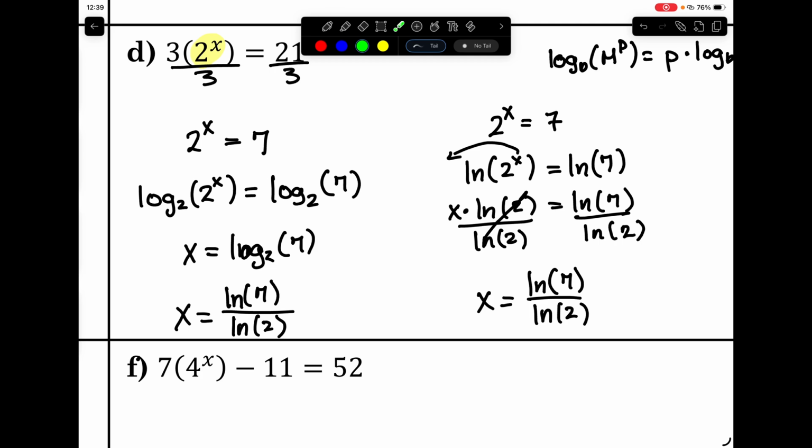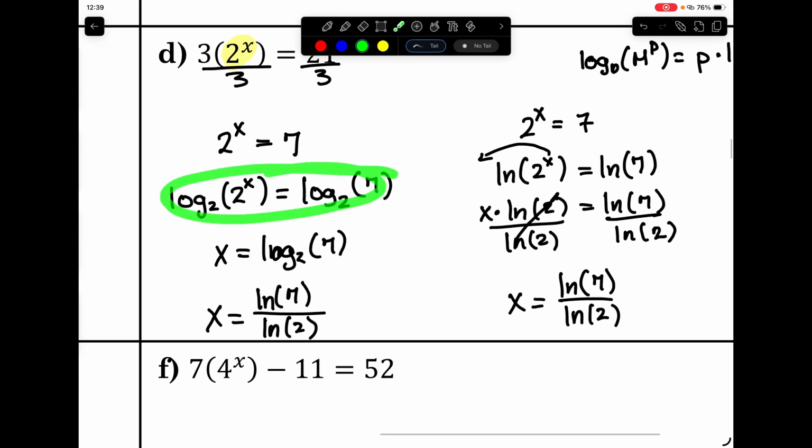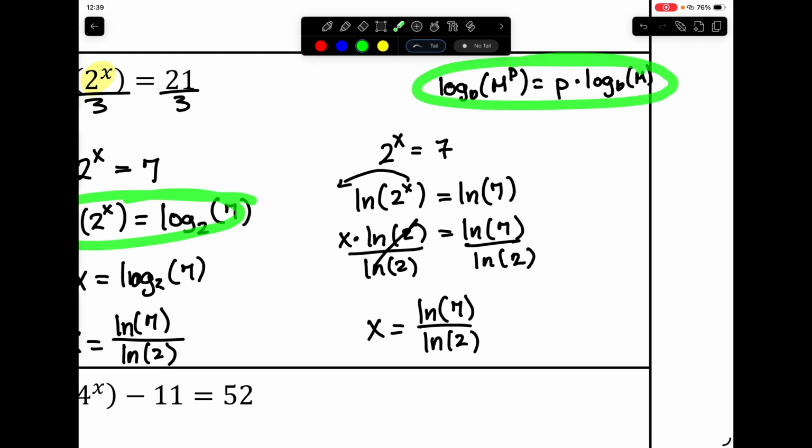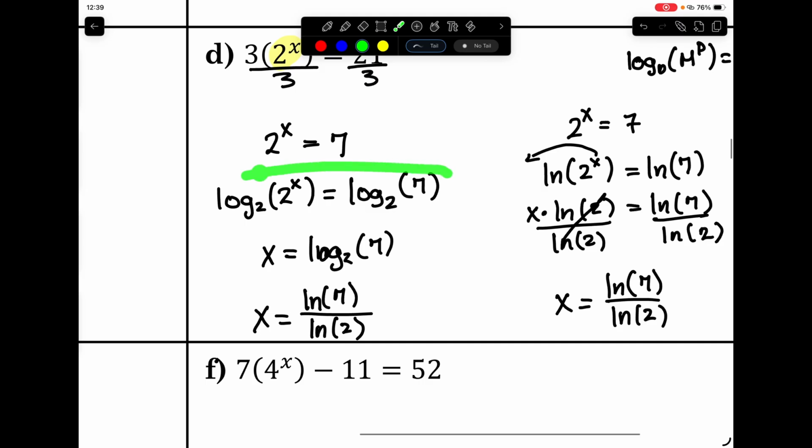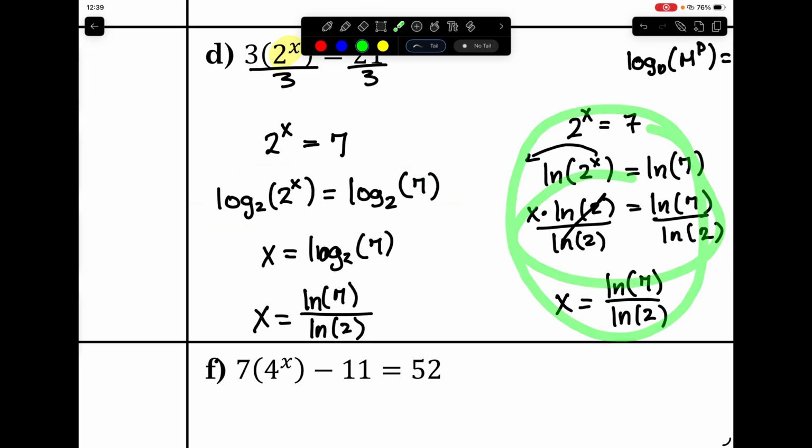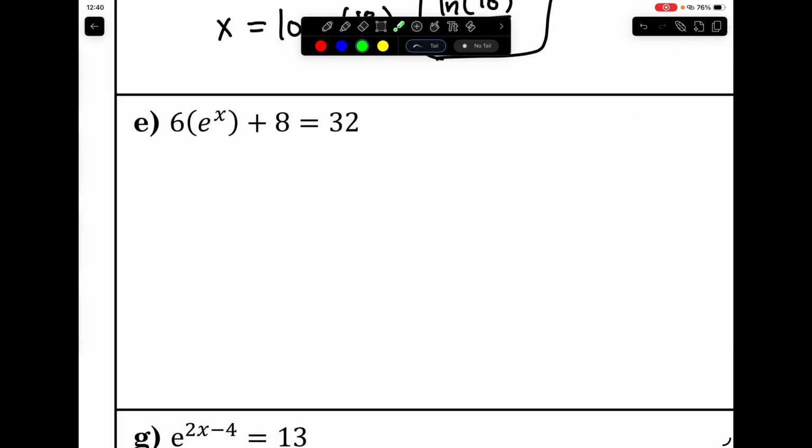But I prefer doing this than using this property up there. I just find it a little bit more straightforward, I guess, and easier to navigate than this over here on the right side. All right, so let's move on to the next example.